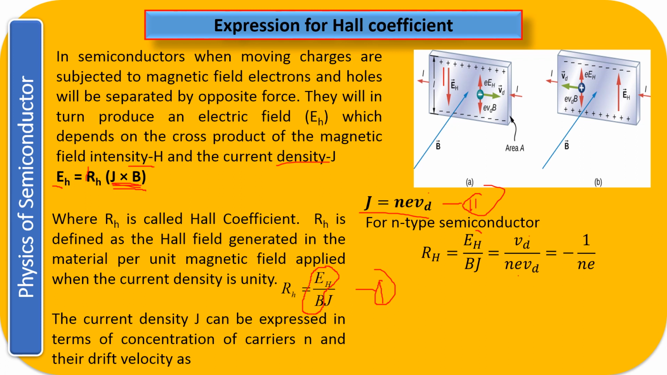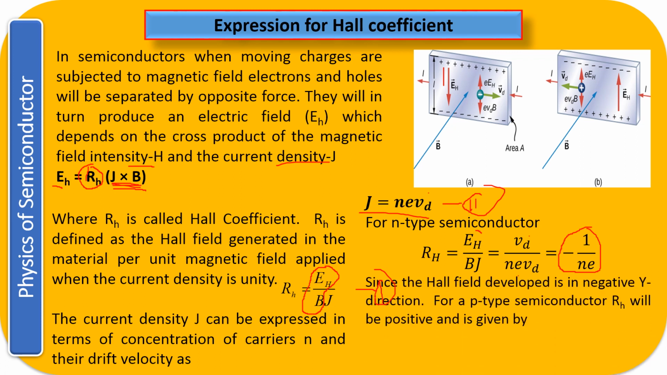The Hall coefficient can be directly calculated by doing the experiment, because the Hall electric field is directly proportional to the current density and the magnetic field. If I am able to experimentally calculate the value of the Hall coefficient, then I can calculate the concentration of the charge carriers. The minus sign is there because it is n-type. We can also find out whether it is an n-type or a p-type semiconductor, because if the Hall coefficient comes out negative, it is n-type, and if it comes out positive, it is p-type.